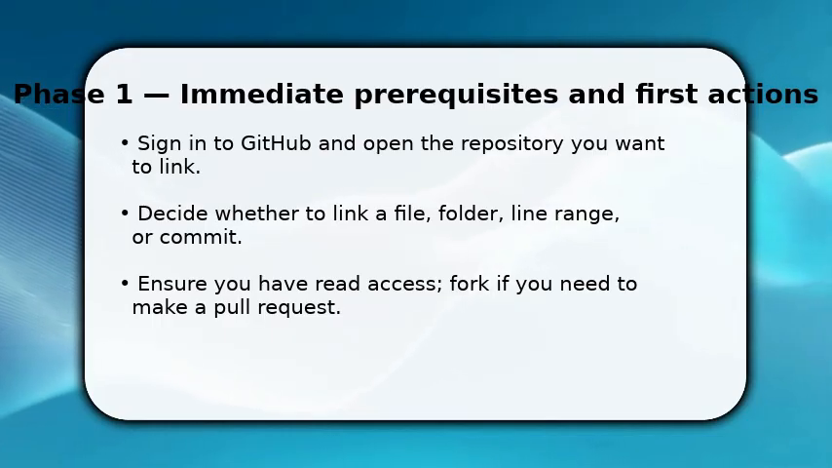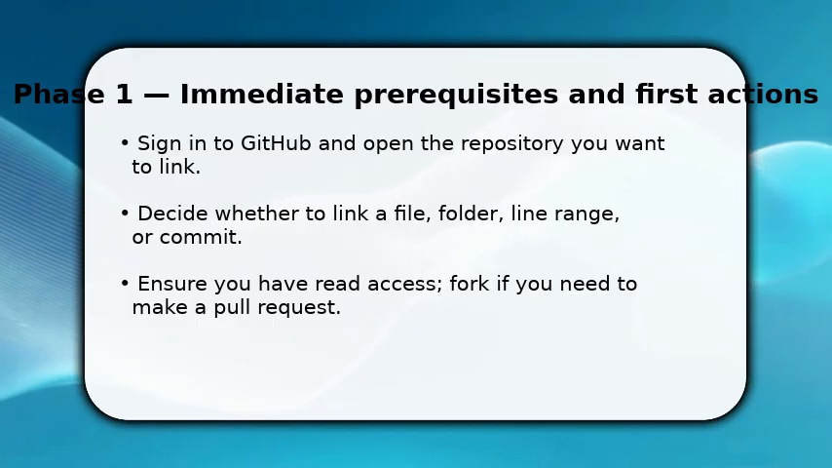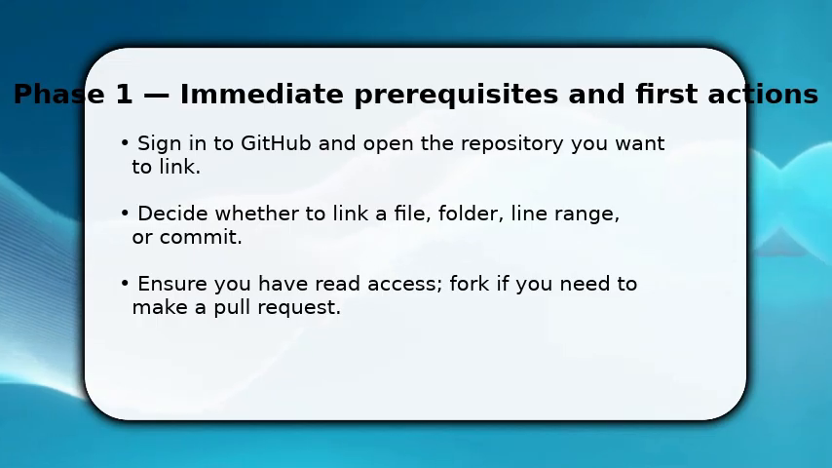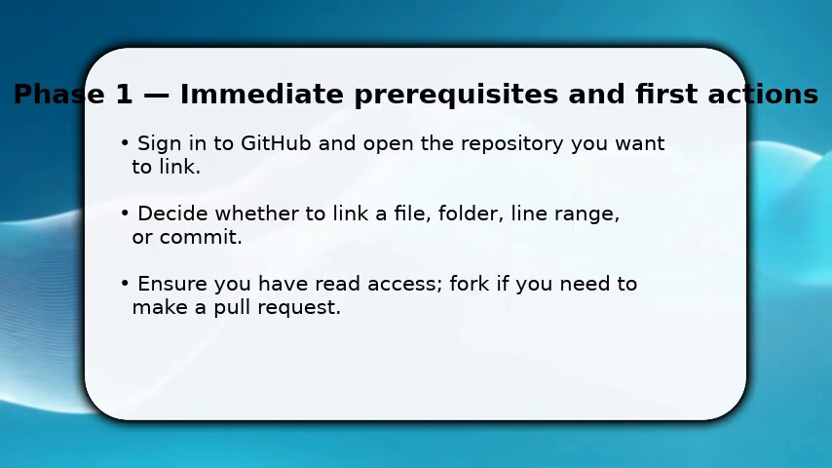You start by opening the repository in your browser and confirming you have the right view. Once done, pick what you will link: a file, a specific line range, a folder, or a commit. This choice changes the steps. Make sure you are signed in because some features differ when unauthenticated.